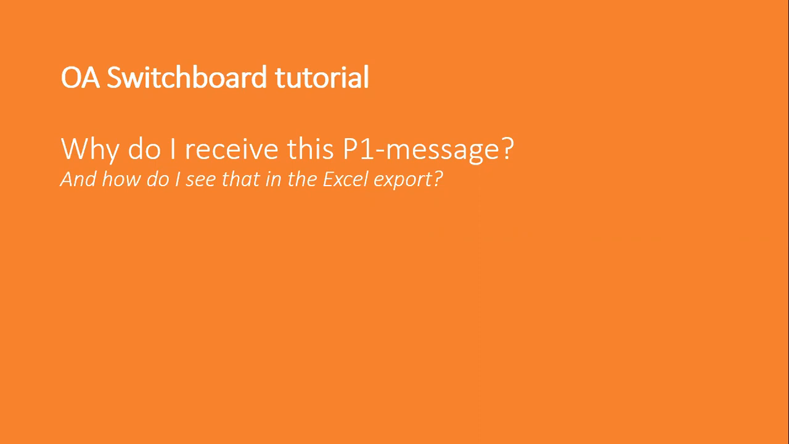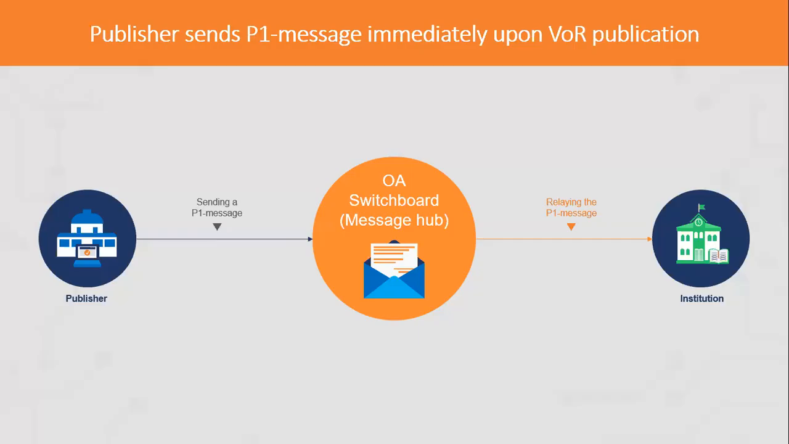The basic idea is that a publication notification, a P1 message, is sent by the publisher immediately upon version of record publication to relevant stakeholders in that published article. You can think of an institution in the author's affiliation and research funders who funded the underlying research. If there is a publication funder, that is the one who picks up the applicable publication charges, this is the one who would be the primary recipient of the P1 message.